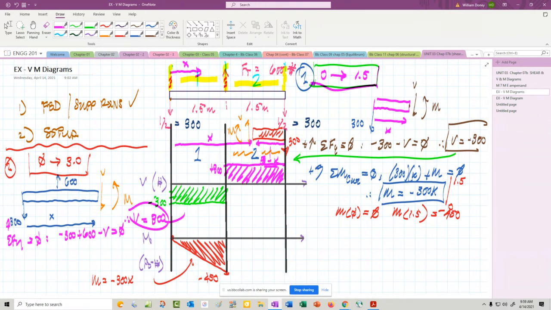Now to check this, at the ends, we want this to come back to 0. And since this 300 right up here is a minus 300, it's pushing down, it takes it from 300 down to 0, so that makes sense. Same on this side. This is pushing down 300, so it goes from 0 down 300. So that makes sense for me. It works.